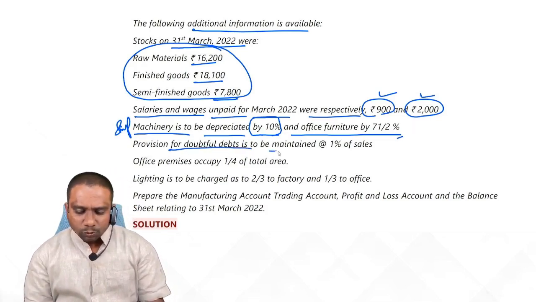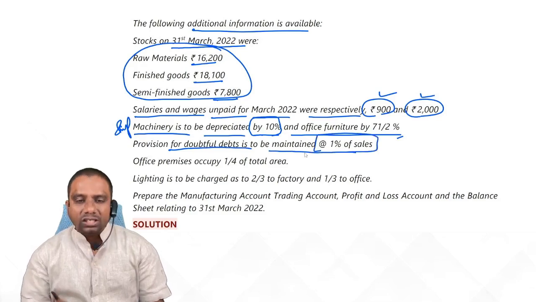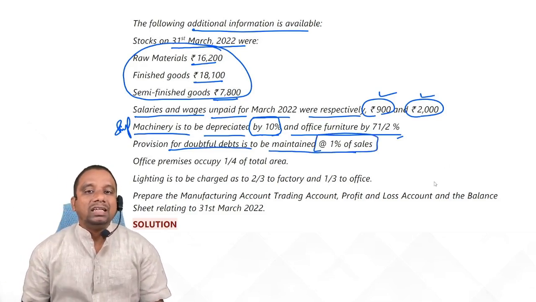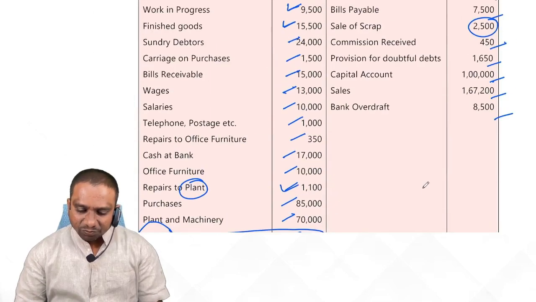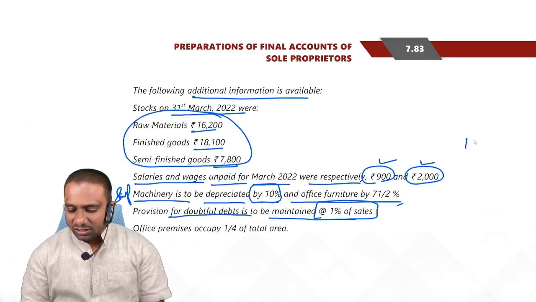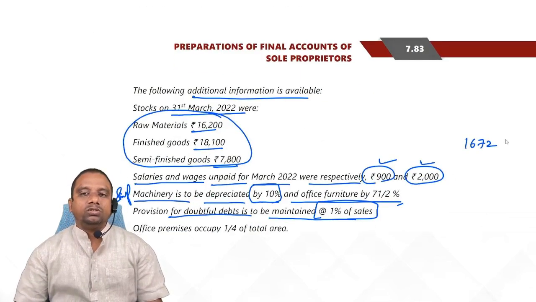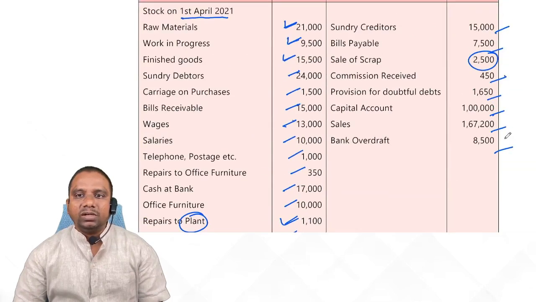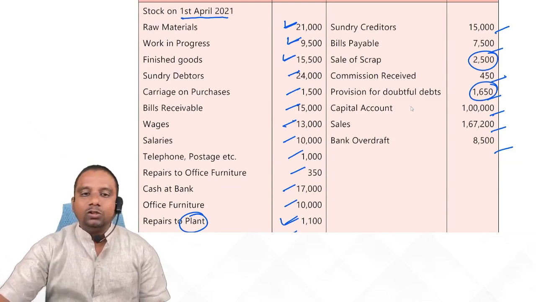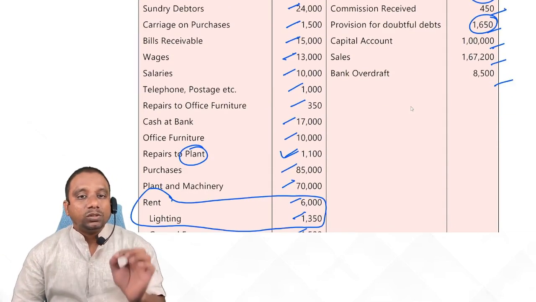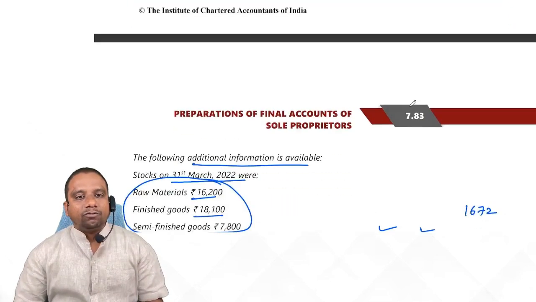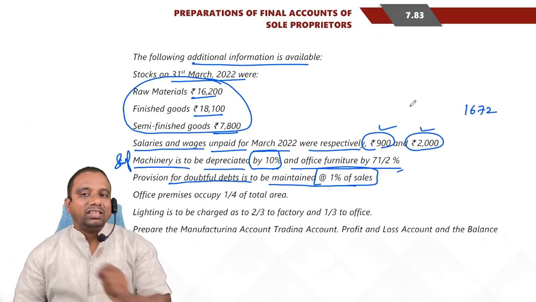Provision for doubtful debts is to be maintained at 1% of sales. If you observe, generally this provision is maintained on the debtors, but here they said provision is maintained on sales. What are our sales here? 1,67,200 into 1%, so 1,672 rupees provision we have to maintain. But how much provision are they already maintaining? 1,650. That means they are maintaining 22 rupees short provision. So this 22 rupees is debited to P&L account, and in the balance sheet from debtors we deduct 1,672 rupees.